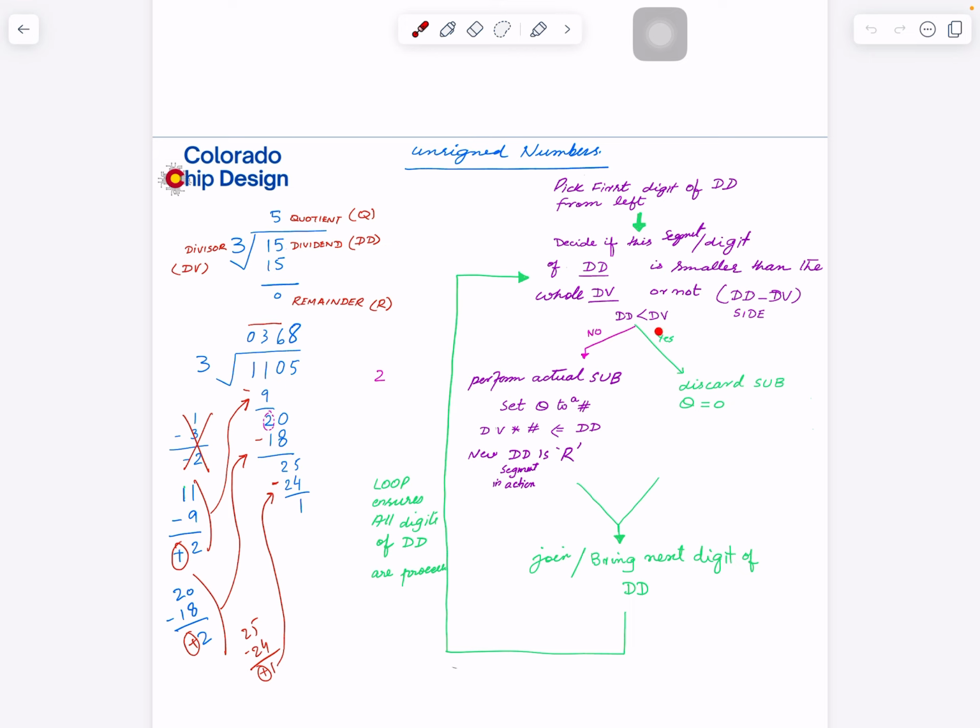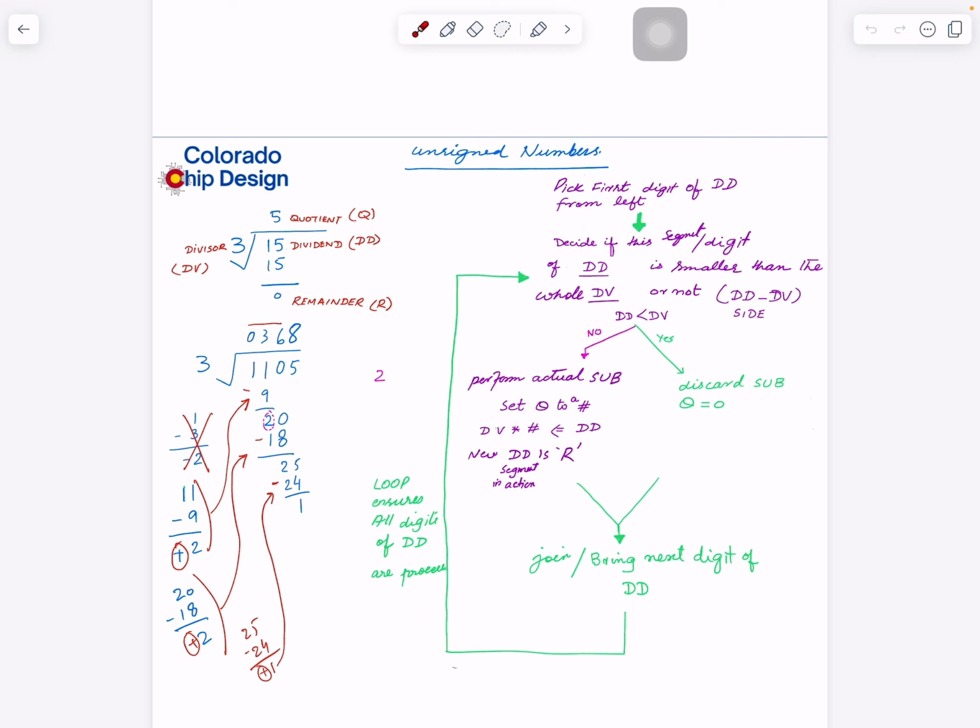Yes, yes means it's smaller. What we do is this side subtraction we did, which we just did to compare this number. We're not going to use it here, so we just discard it or put a cross here. We put 0 in the quotient here. That's what we did.